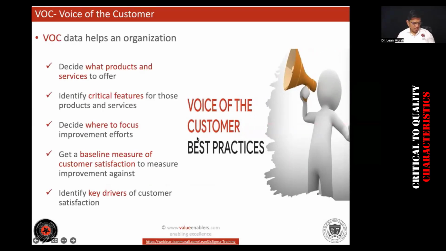So from voice of customer, we go to what is called critical to quality. So voice of customer data helps an organization understand what products or services people want, what are the features they want. We will have to decide where to focus on the improvement efforts depending upon the voice of the customer. It becomes a baseline for customer satisfaction, and we will identify the key drivers for that customer satisfaction. Okay, if this slide is clear, type SC, super clear, in the chat box.